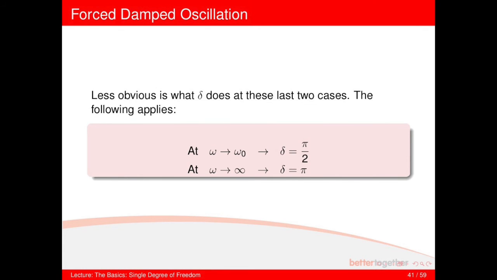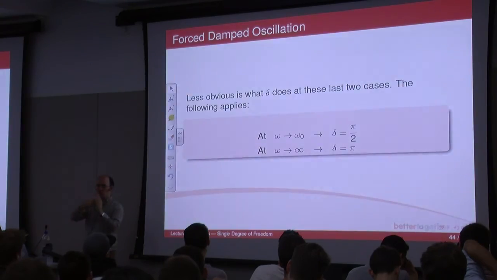It's less obvious what happens to delta in these two cases, and let's just say that this is what happens. Delta is the phase. At omega equals omega 0, the system will respond 90 degrees out of phase with the force you're giving it. So if I'm applying a force this way, it's going to wait 90 degrees of the cycle, and then it will respond as well. So you get this sort of situation. The system will be delayed in its response.